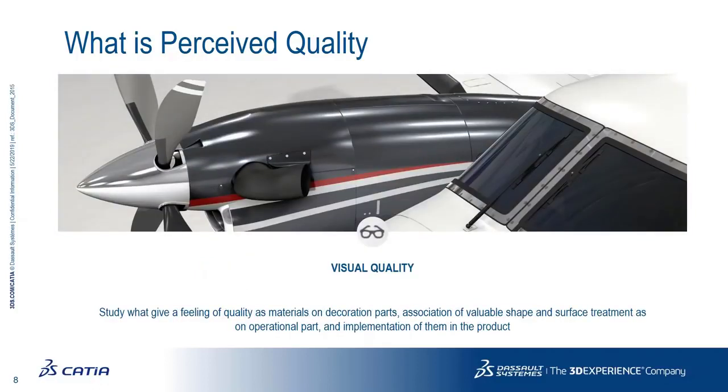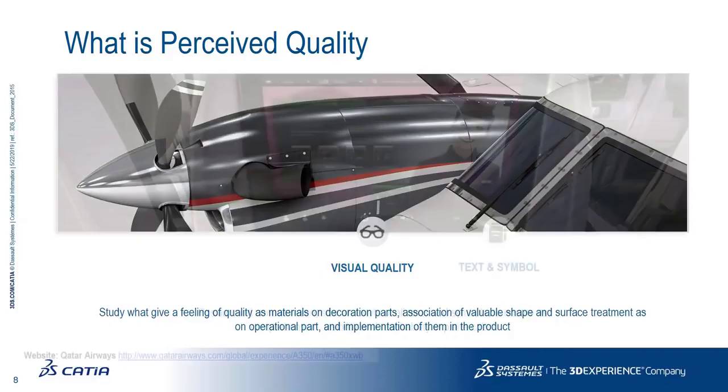Then you have the visual quality. This is the appearance of the overall product or one single part. The question here is, what is our goal? Does it give you a desirable feeling as a customer on materials, on decoration parts, in terms of your surfaces? So if you change the material on this small airplane, how does the visual quality change to you as a customer?